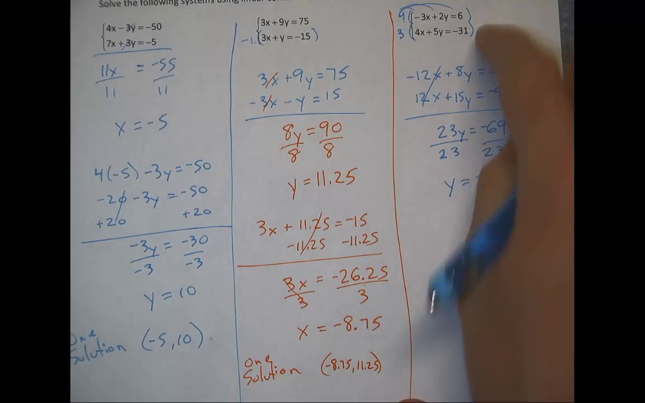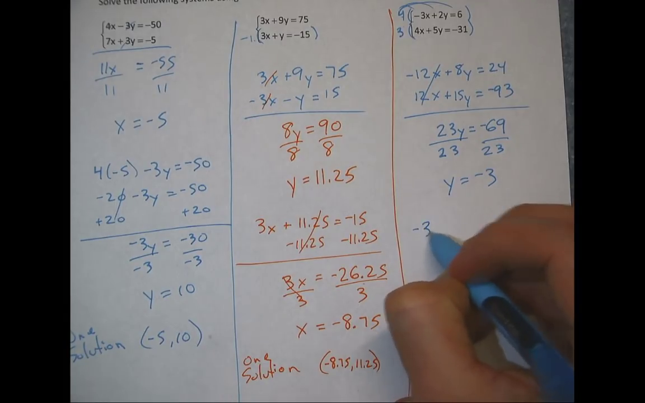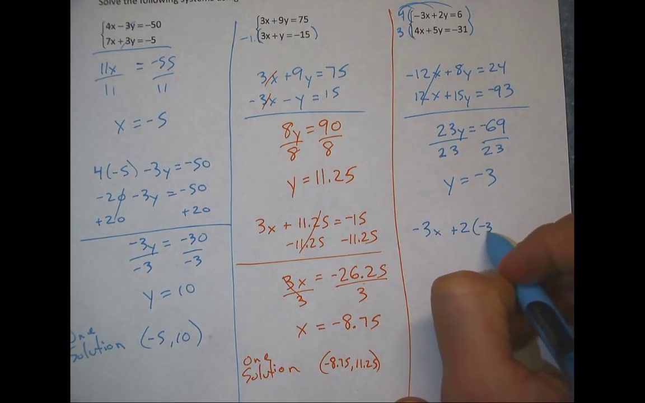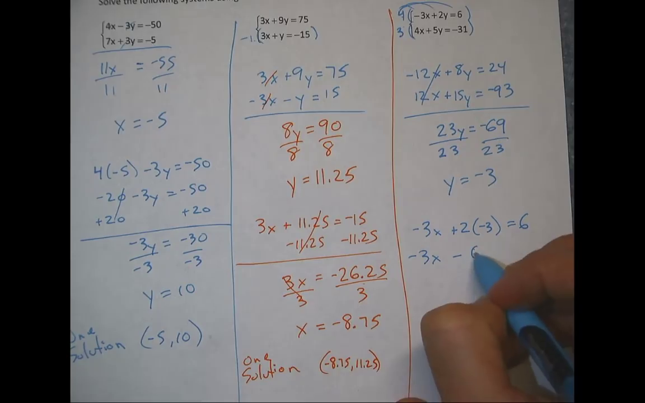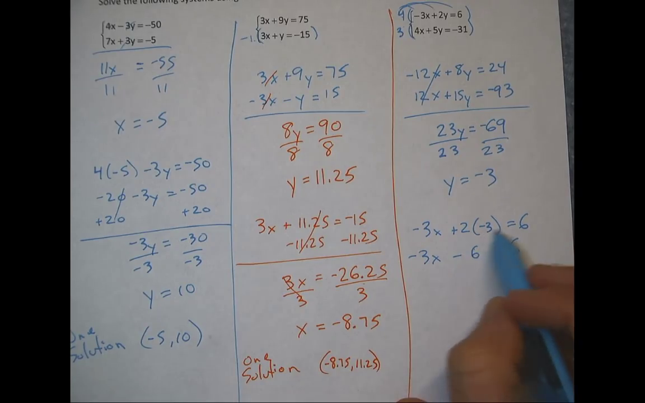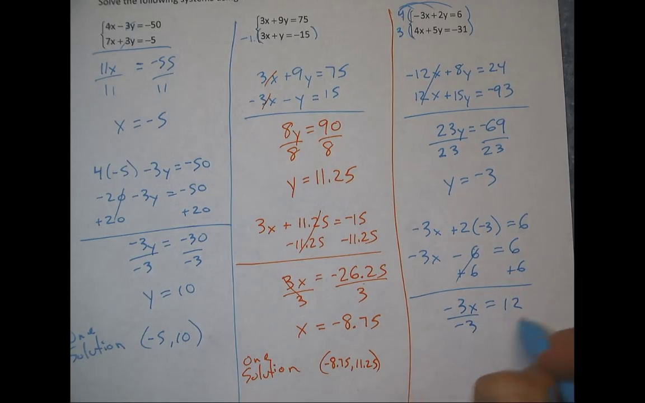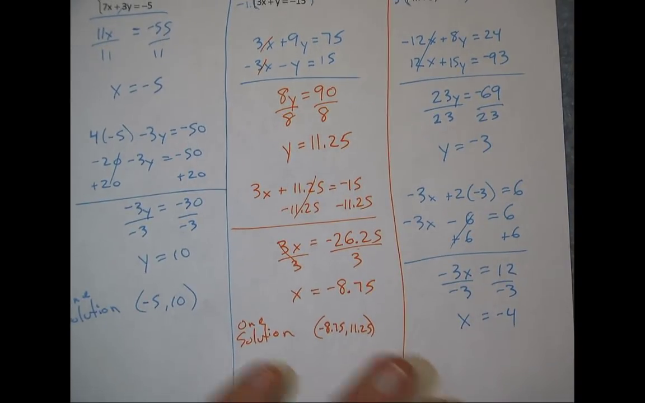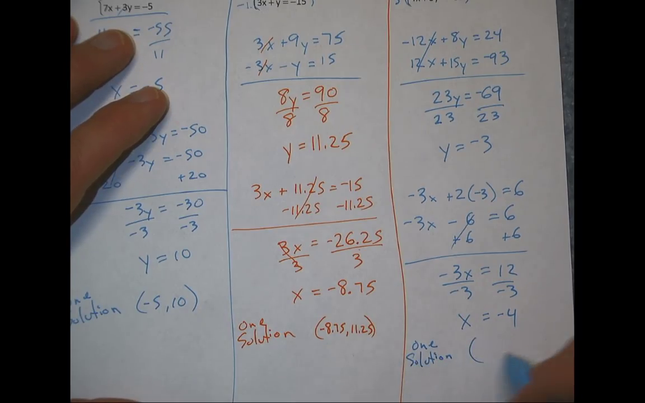And now I just go back and choose either one of those equations and plug this answer in. So I'm going to go to the first one. And when I get to y, I'm going to change it to negative 3. So negative 3x minus 6 equals 6. This was a negative 6, so I wrote it as minus 6. Add it to get rid of it. And divide. And I get negative 4. And so I've got one solution once again. X first, so negative 4, negative 3.